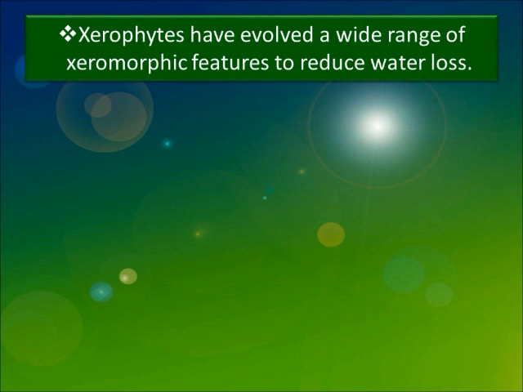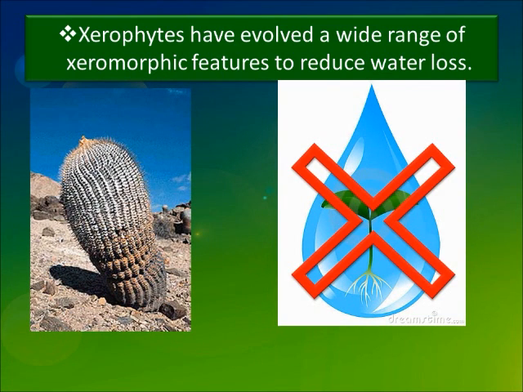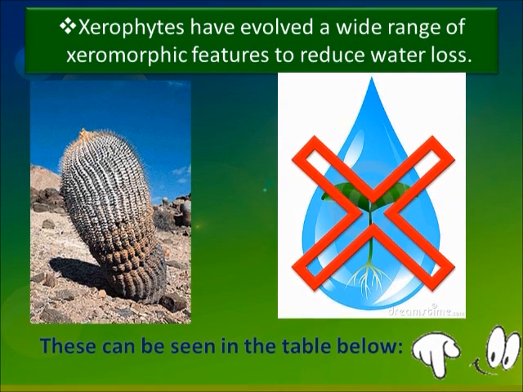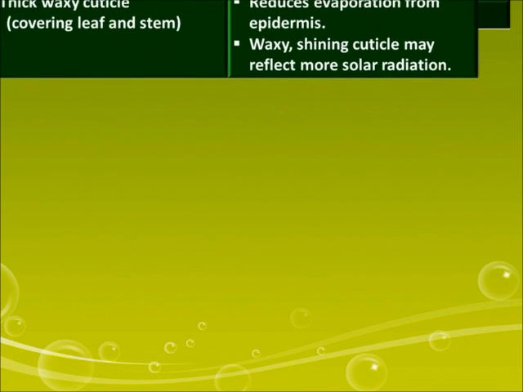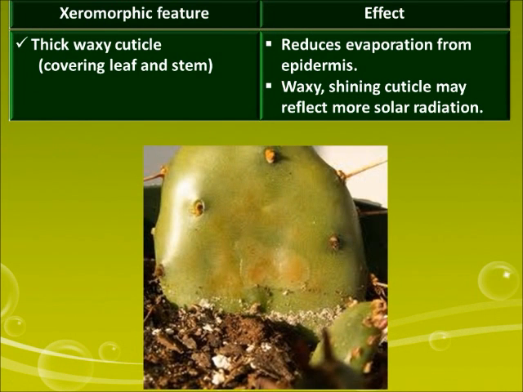Xerophytes have evolved a wide range of xeromorphic features to reduce water loss. This can be seen in the table below. Now we are going to discuss the xeromorphic features and their effects. Thick waxy cuticle covering the leaf and stem. This can reduce evaporation from the epidermis.